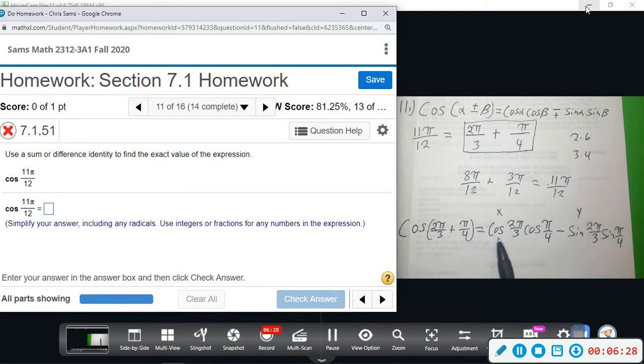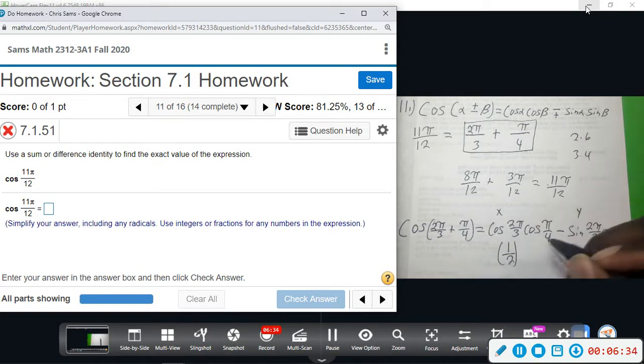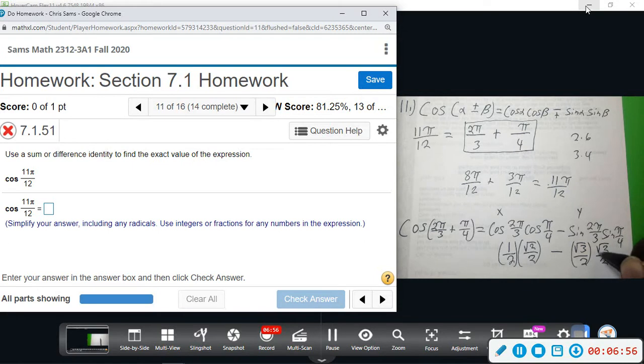Cosine gives us x values, sine gives us y values. Cosine of 2 pi over 3 is 1/2, so the x value is 1/2. Cosine of pi over 4 is the square root of 2 over 2. And then minus sine of 2 pi over 3 is going to give us the square root of 3 over 2. And then sine of pi over 4 is the square root of 2 over 2.